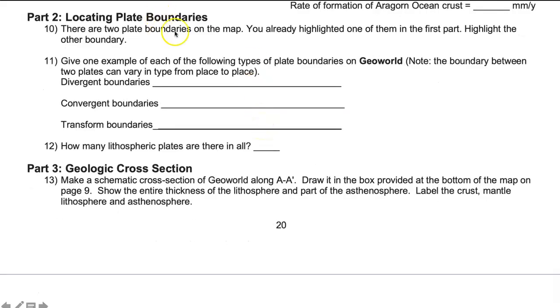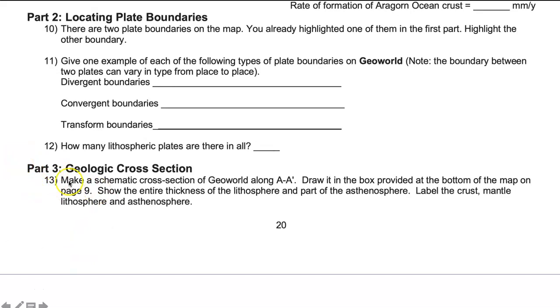So part 2, it asks you to highlight the plate boundaries that are there. There are 2, and we already highlighted one of them. It asks you for an example of each of these plate boundaries in Geoworld. So look on that map, find a divergent plate boundary and give it a name. Find a convergent plate boundary and a transform boundary. And this one you might have to give a name to. How many lithospheric plates are there in all? I'm going to leave that to you.